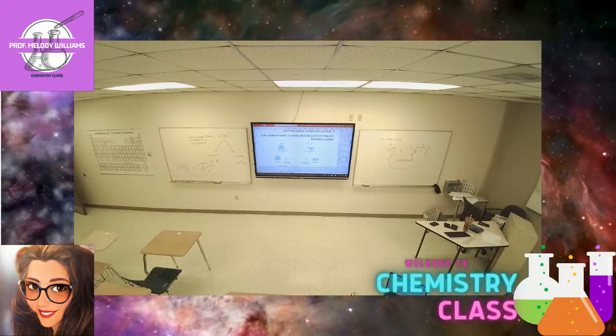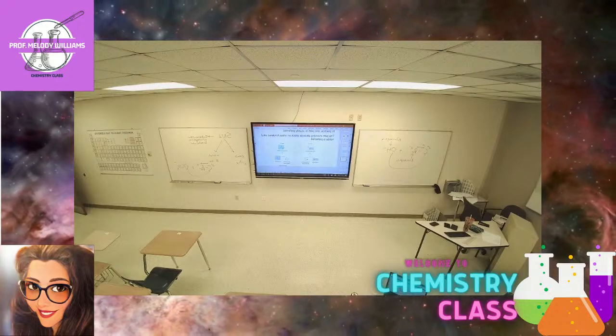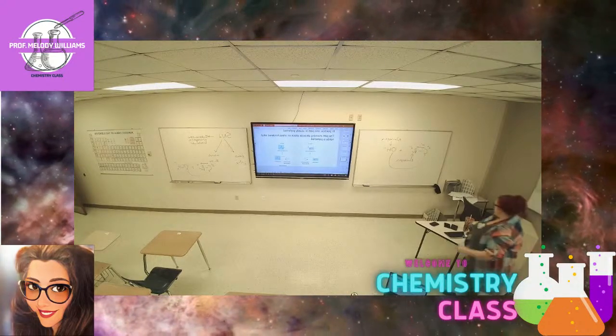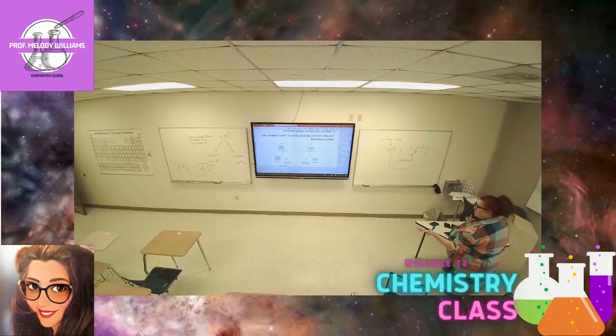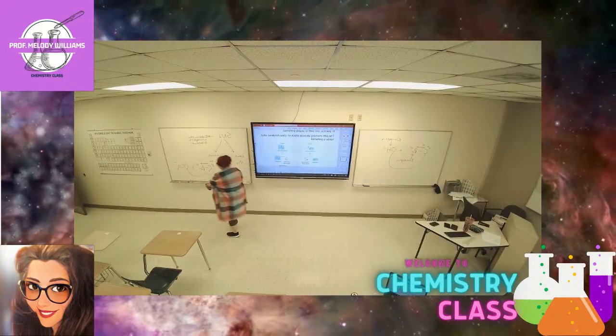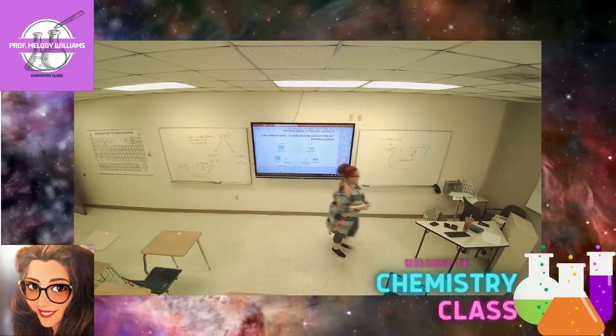So let's look at that first one over there. I'm going to use colors. I find colors help. There's my black marker. Okay. So we're going to show the movement of these electrons.